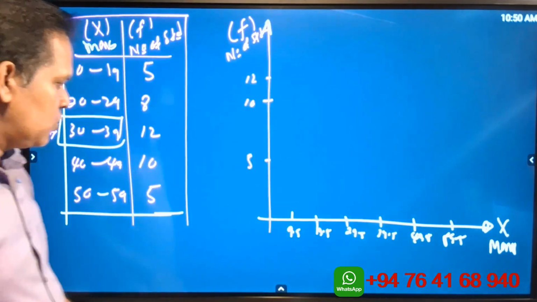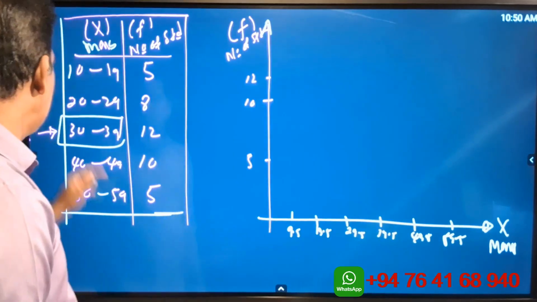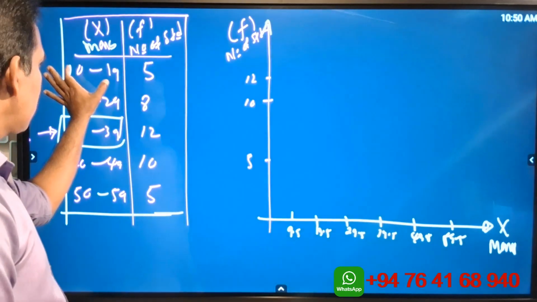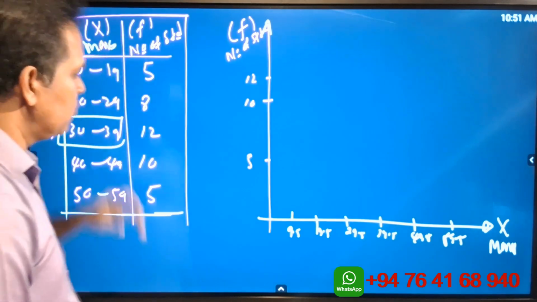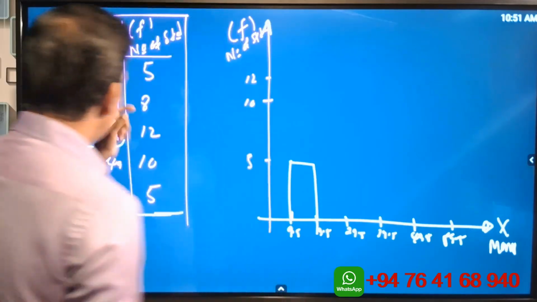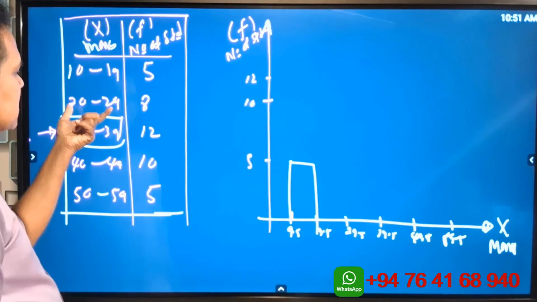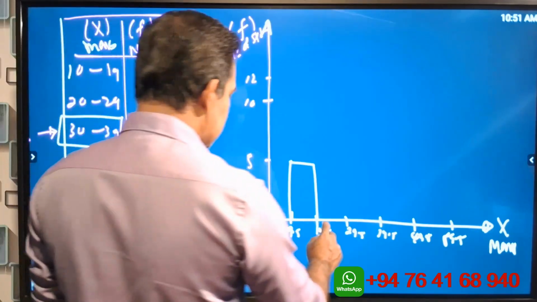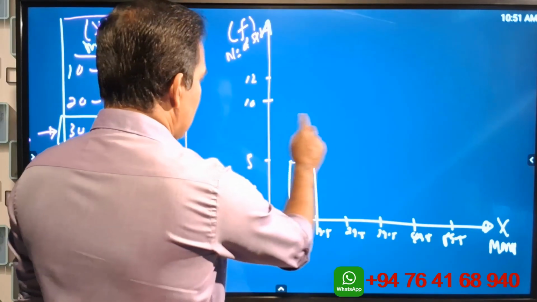Right, how do you draw this histogram? Look at this. Consider the class width as the width of this rectangle and the height as 5, then you can draw a rectangle like this up to 5. Next, the height of this rectangle is 8. The class interval is the width of these rectangles, and you can draw another rectangle up to 8.